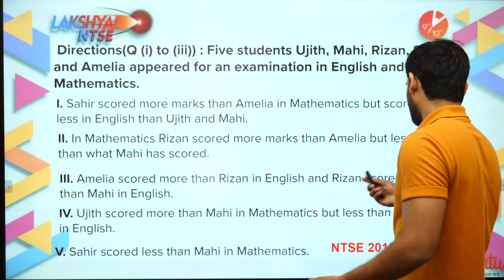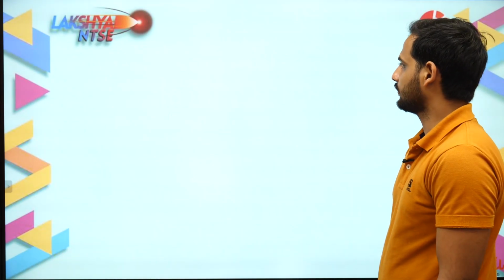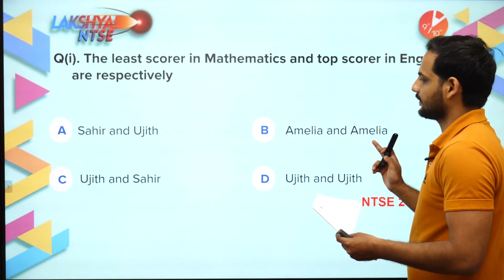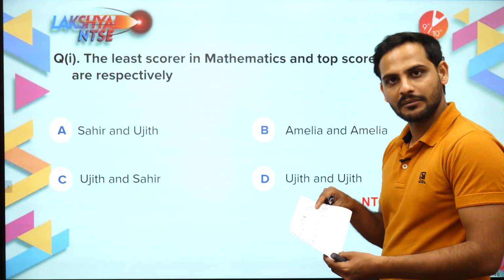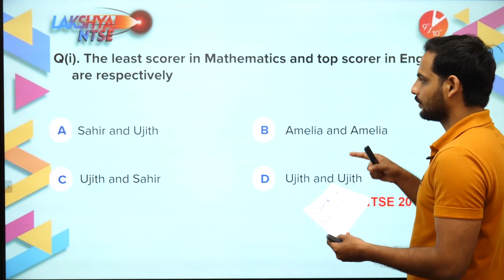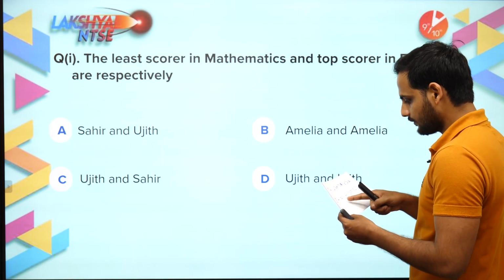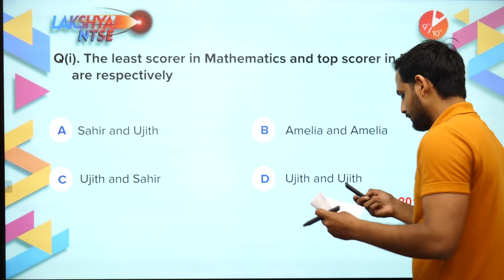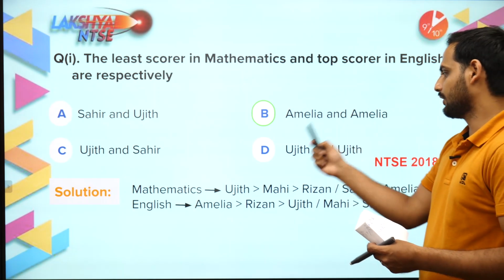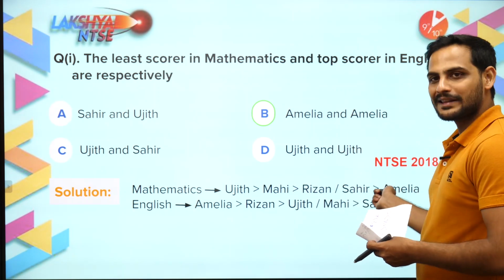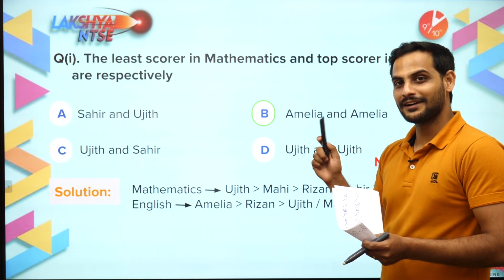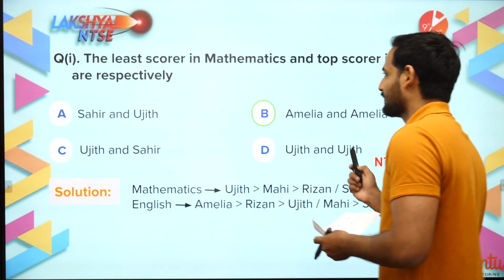Okay, so let's answer the questions now. The first question we have is, the least scorer in mathematics is Amelia, and the top scorer in English is Amelia. So Amelia and Amelia. So option B is the correct answer. So Amelia is more like literature minded, correct? Chalo, let's move to the next question.